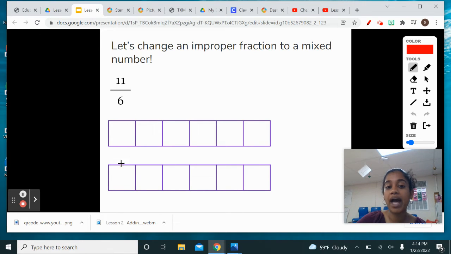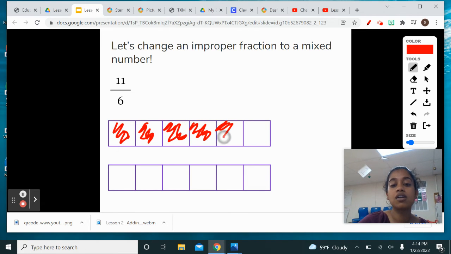So let's go ahead and count up. I have 2 wholes here, so let's go ahead and take 11 of those pieces. So we have 1, 2, 3, 4, 5, 6.